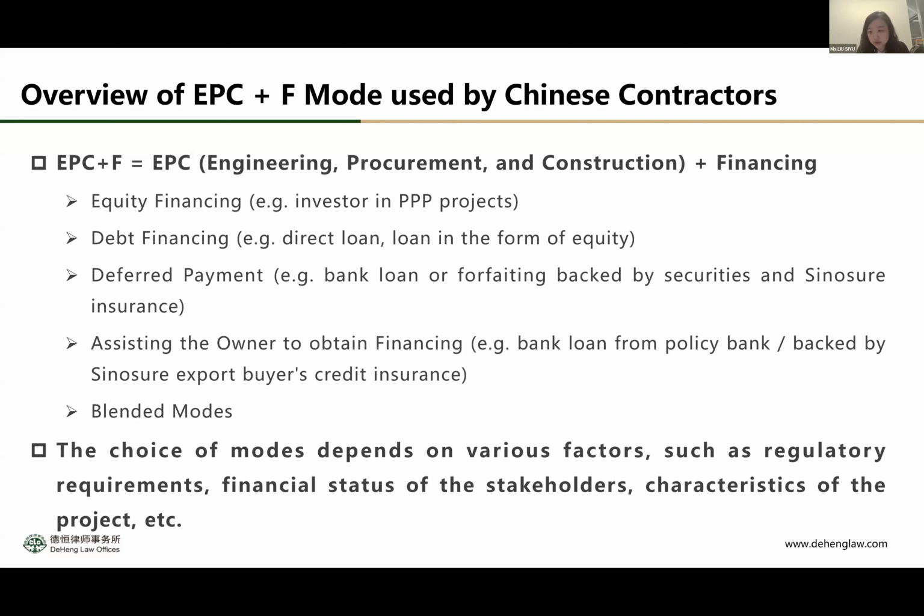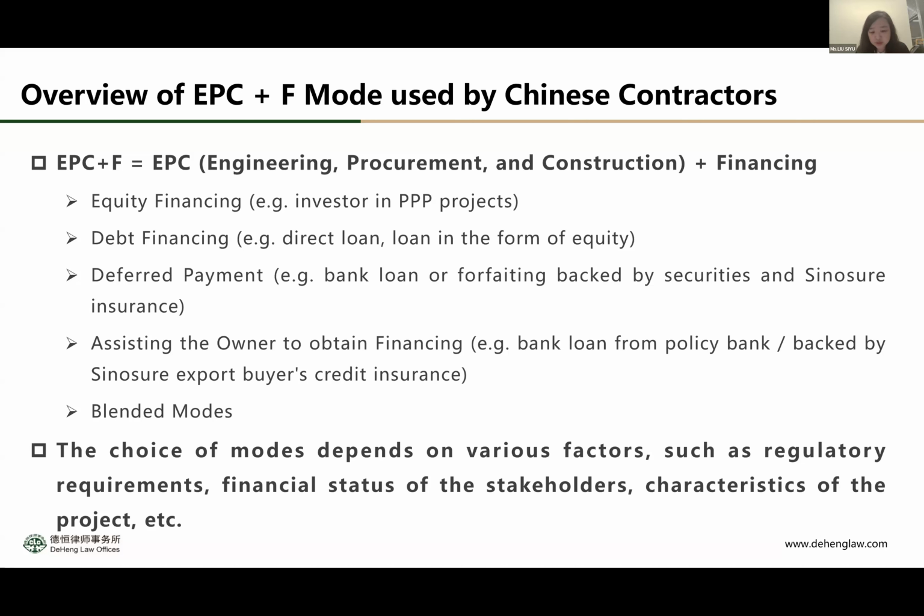Then we also have this widely used mode for overseas projects, where the contractor assists the owner to obtain financing, mostly from the policy bank. Maybe using several of them. So we have different modes of EPC+F. My introduction will cover those modes, in a sequence of those mostly used by Chinese contractors.